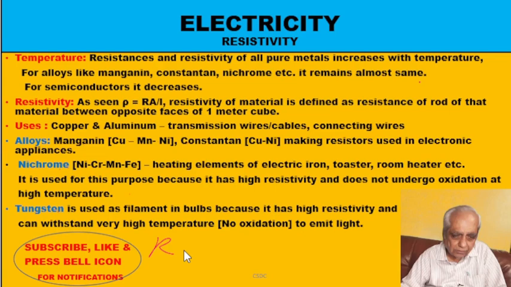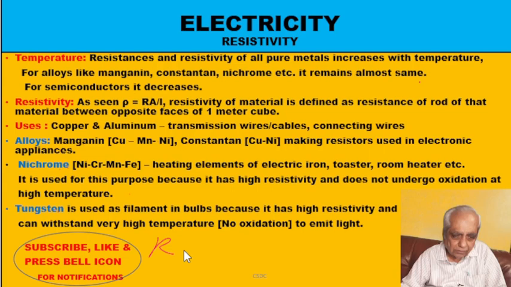But this is only for metals, for pure metals. For semiconductors, rho decreases. The explanation for this would be in the 12th standard. And for alloys it remains almost the same. Manganin, constantan and nichrome remain almost the same. So this you should learn.